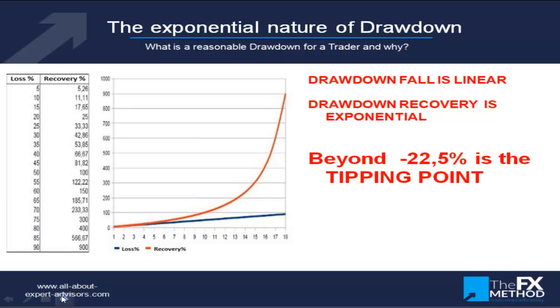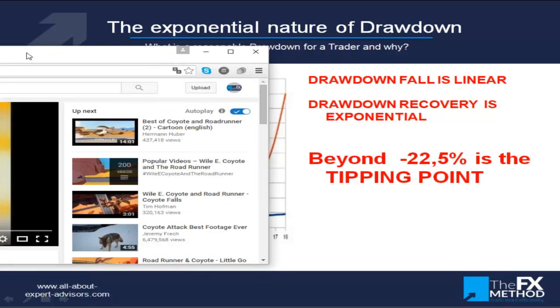Okay, the problem with drawdown is that when you're going down, the fall is linear, right? And the drawdown recovery is exponential. And many people don't know that. And I'm going to take the best example, which is my friend.